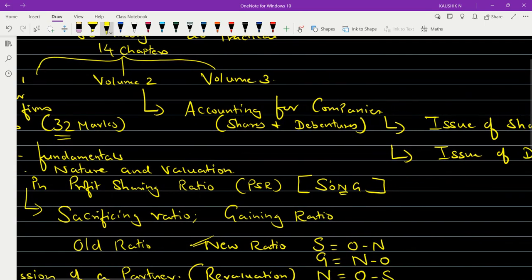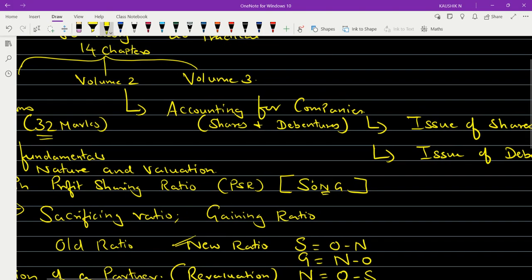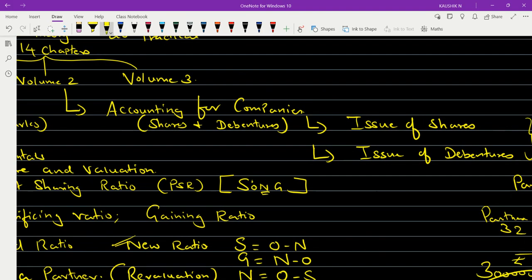The next topic in volume 2 is accounting for companies. Volume 2 is company accounts, joint stock companies. Last year in 11th you studied sole proprietorship, in 12th you first study partnership, and then companies. In companies, you will study shares and debentures.